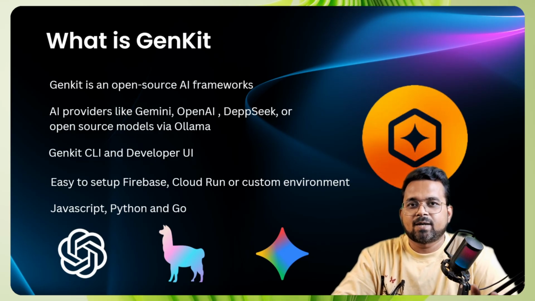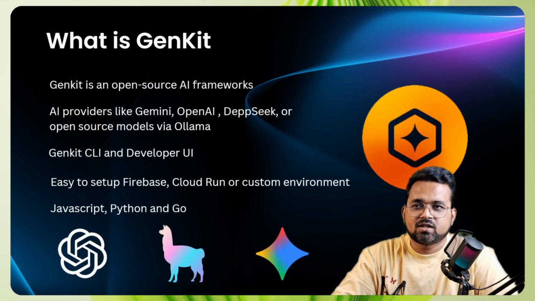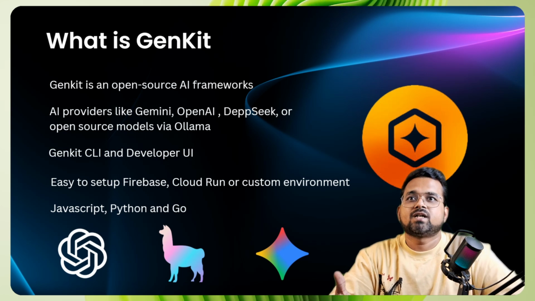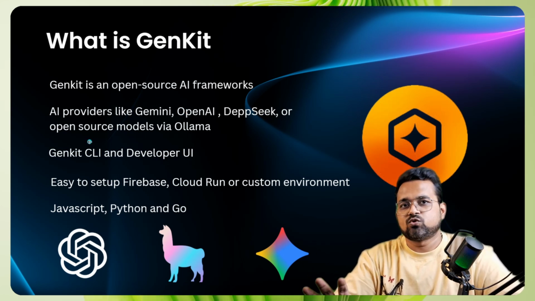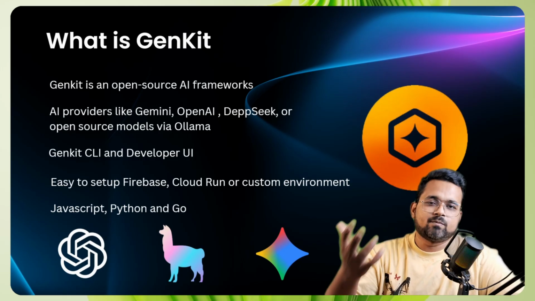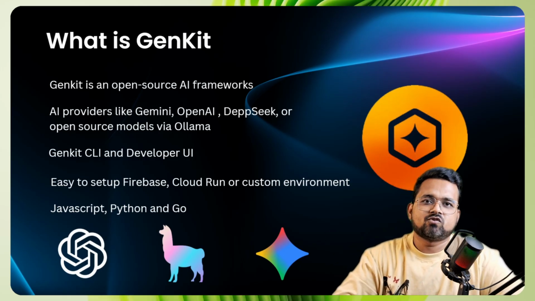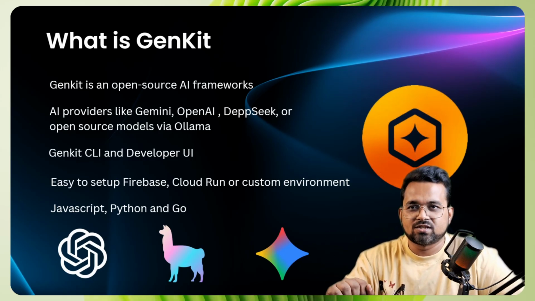Currently, by default, I'm going to use Gemini as the AI provider, but with this, you can implement Gemini, OpenAI, DeepSeek, or any open source model also via Ollama endpoints. So, lots of possibilities are available. You can use any kind of model here.